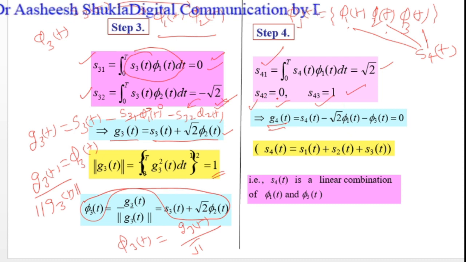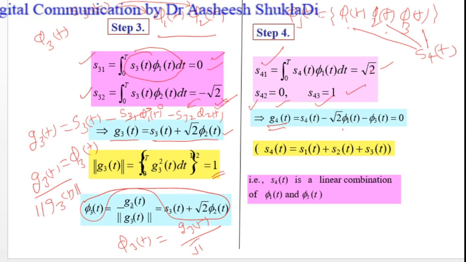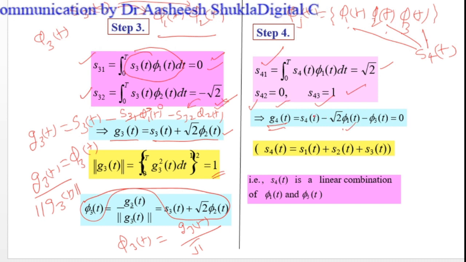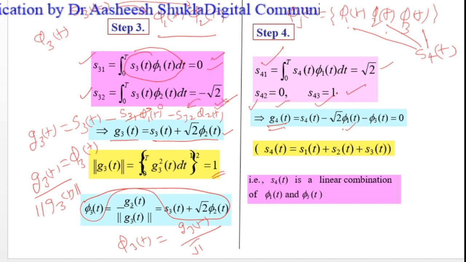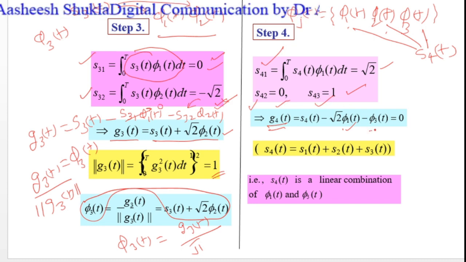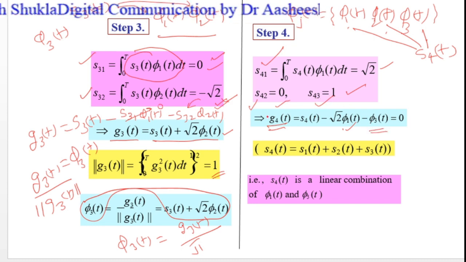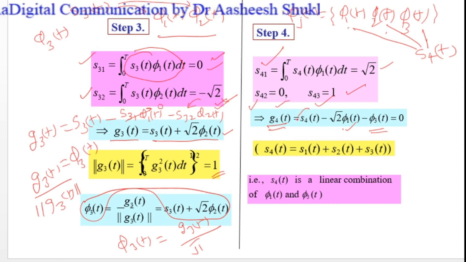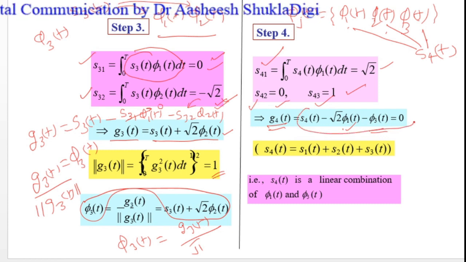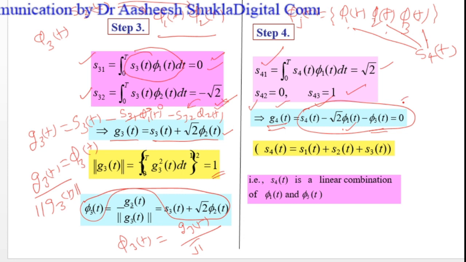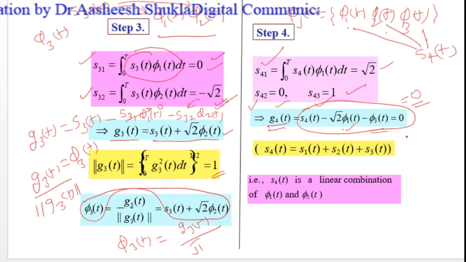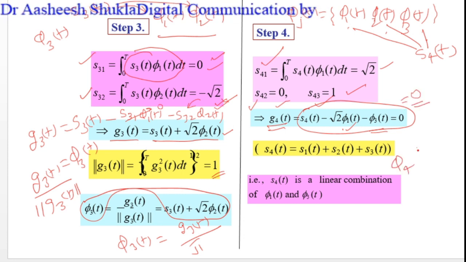Because S42 is equal to 0, the phi 2 part will be 0. So S4(t) minus root 2 times phi 1(t), and minus S43 into phi 3(t). S43 into phi 3(t) is nothing but phi 3(t). If you plot this waveform, very interesting, it will come out to be 0. So it means that your phi 4(t) will be equal to 0.